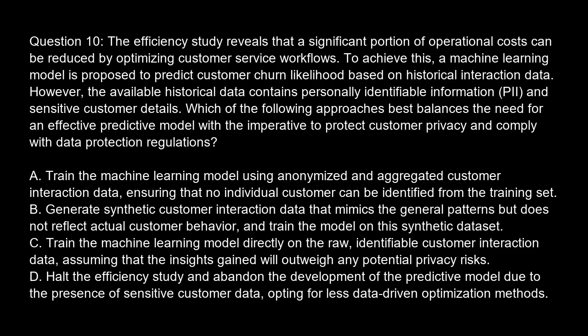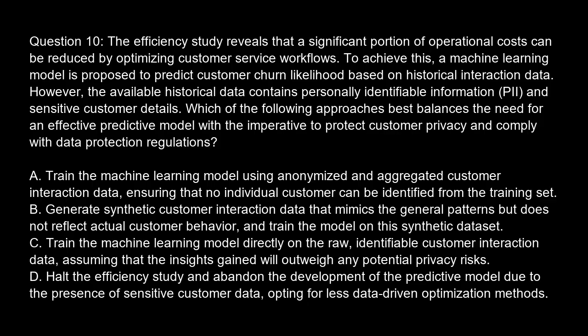Question 10. The efficiency study reveals that a significant portion of operational costs can be reduced by optimizing customer service workflows. To achieve this, a machine learning model is proposed to predict customer churn likelihood based on historical interaction data. However, the available historical data contains personally identifiable information, PII, and sensitive customer details. Which of the following approaches best balances the need for an effective predictive model with the imperative to protect customer privacy and comply with data protection regulations?